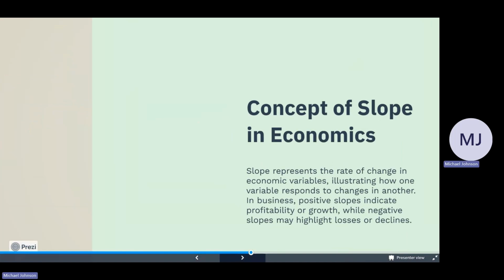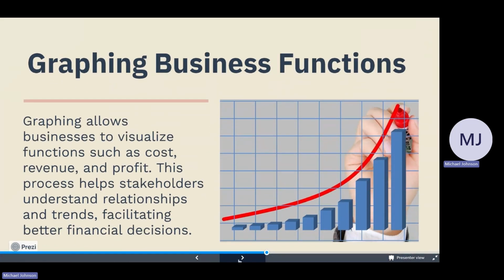Slope represents the rate of change in economic variables, illustrating how one variable responds to changes in another. In business, positive slopes indicate profitability or growth, while negative slopes may highlight losses or declines. Graphing allows businesses to visualize functions such as cost, revenue, and profit.